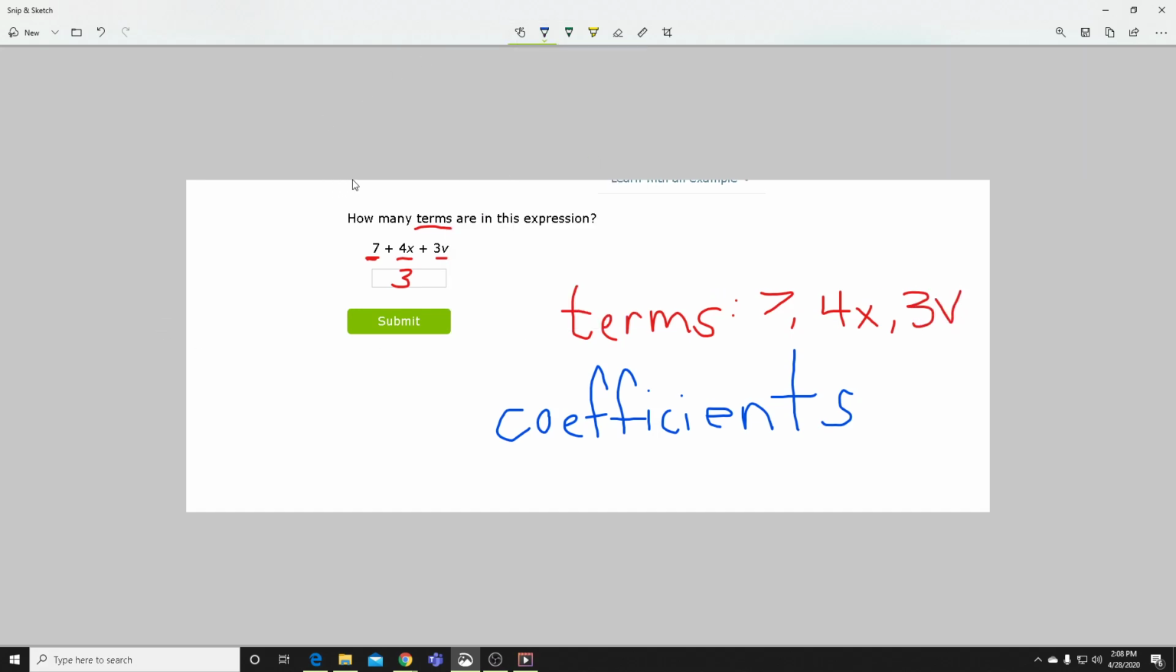Now our coefficients is something a little different. That's the number that is in front of each variable here. So I know there's no letter with the 7, so our coefficient for our constant is just 7. We have an x here. There's a 4 in front of it, so the coefficient of our second term is 4. And then the coefficient of our third term, that'll be 3.